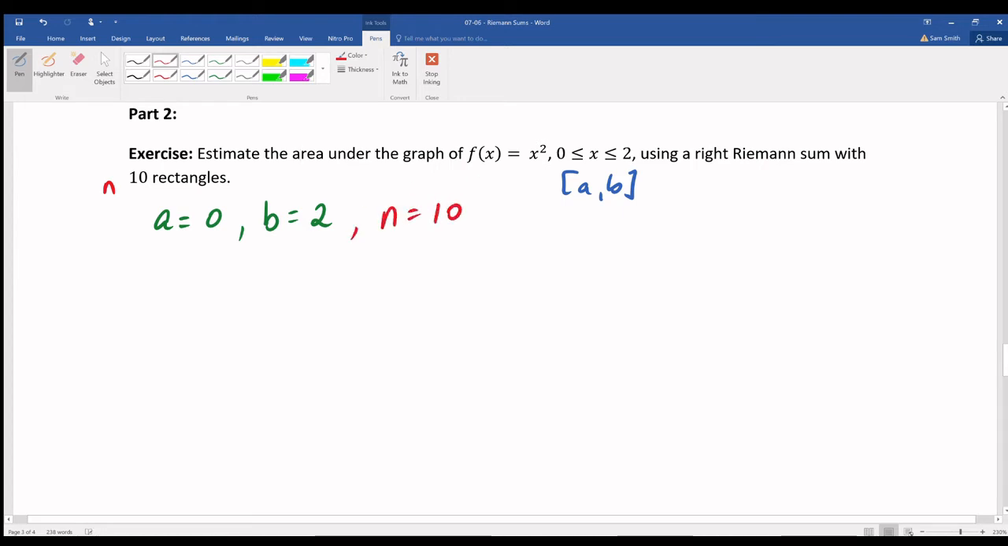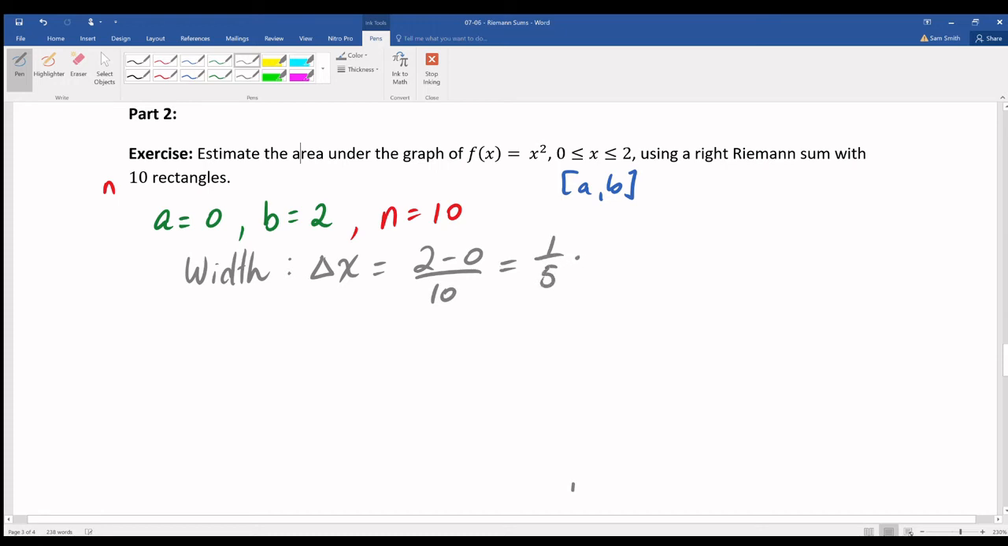So now let's consider what would be the width of each of these rectangles. What would be the change in the x value? The change in the x value would be the total width of the interval, b minus a, 2 minus 0, divided by the number of rectangles that we have, in our case 10. So our value of delta x would be 1/5.